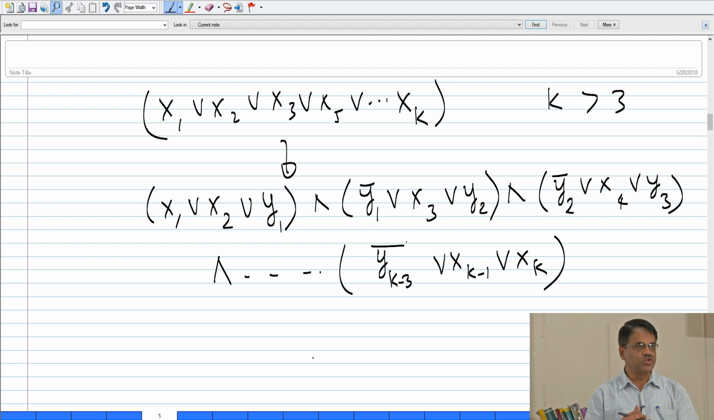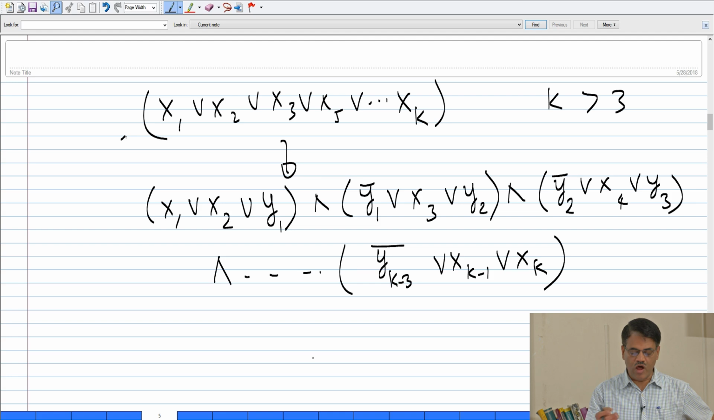Now I claim that these two are equivalent in the sense that if you have some assignment that satisfies this, there will be some assignment that satisfies this, and vice versa. Is the reduction clear? Okay. So let's prove. I am not going to give a formal proof, but I'll just walk you through a reasonably complete proof.